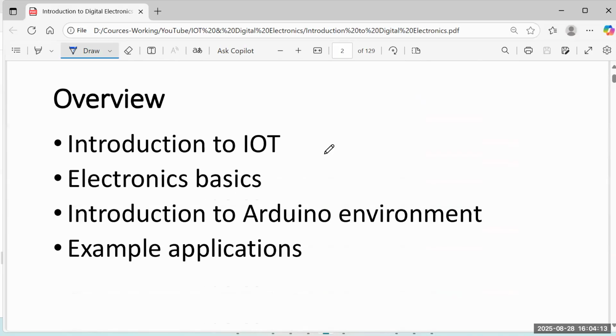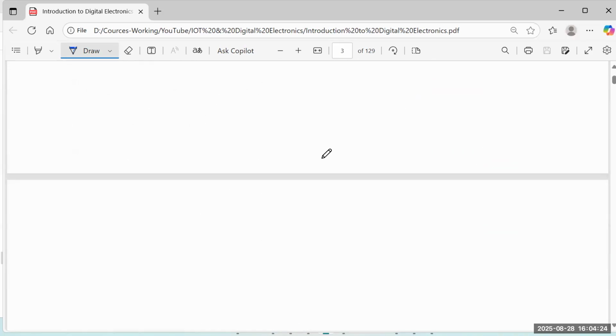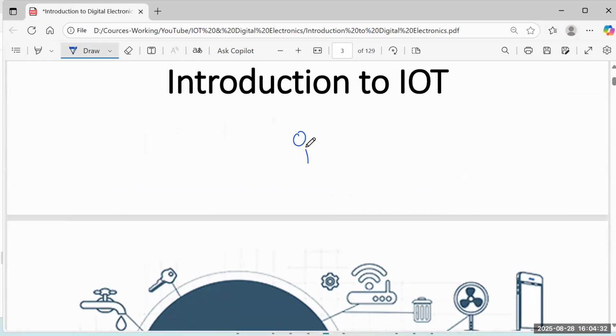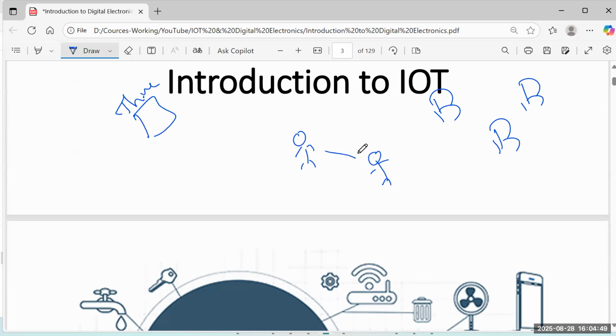So we will look at the introduction to IoT, the basics of electronics, introduction to the Arduino environment, and some example applications. Right. So what is IoT? Remember, in this world we have humans. Similarly, we have computers, and there are some other non-computer devices. We just call them things, and humans can communicate as human to human communication.